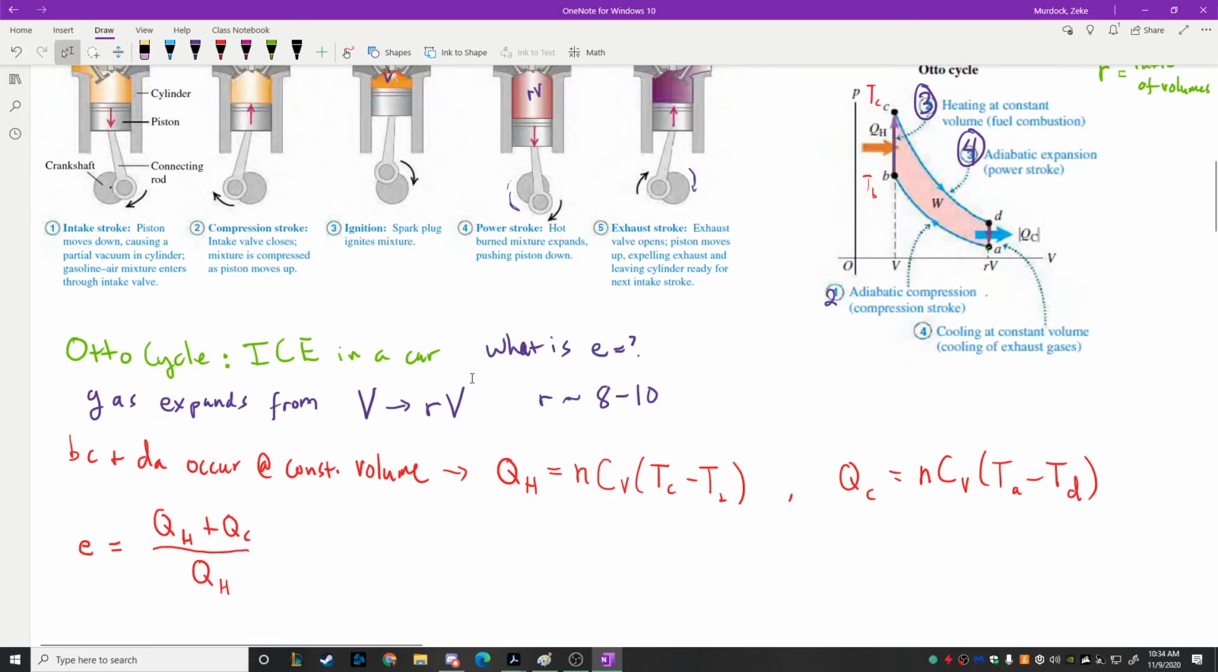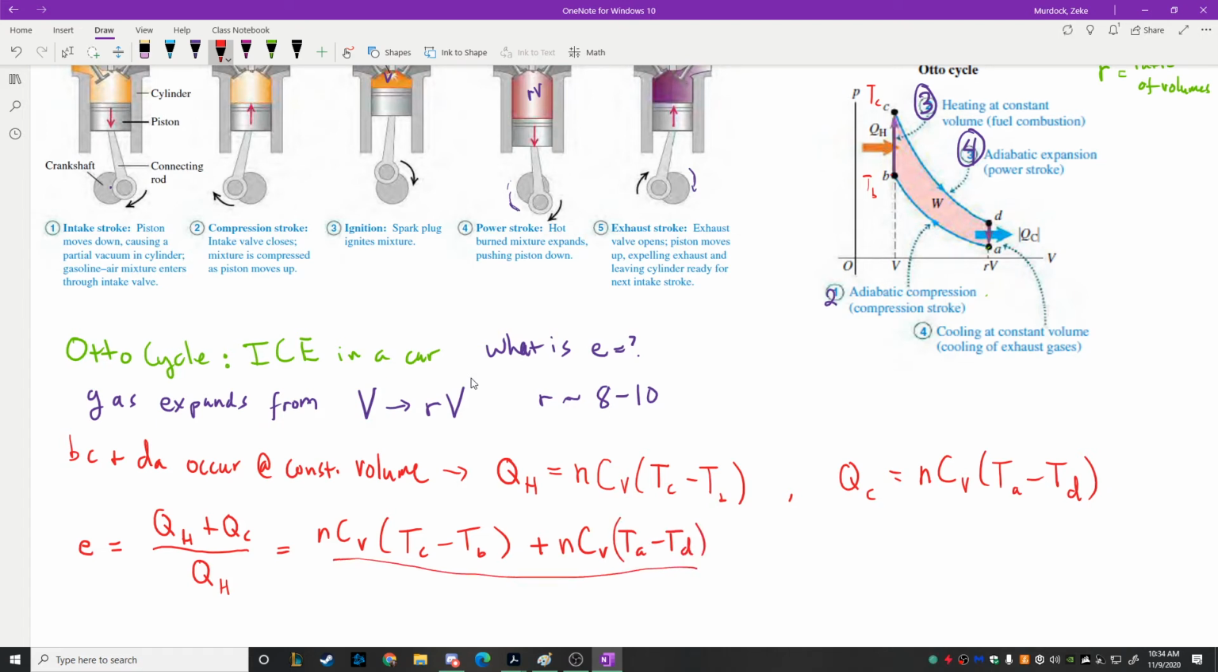All right, so we've got that. The efficiency is equal to that. So according to these things right here, if we plug both of these in, both these terms have N times CV in them. So it's NCV times (TC minus TB) plus NCV times (TA minus TD), and we divide all of that by QH, which is this one. The NCVs cancel out, and we end up getting, in the numerator, (TC minus TB) plus (TA minus TD), divided by (TC minus TB).